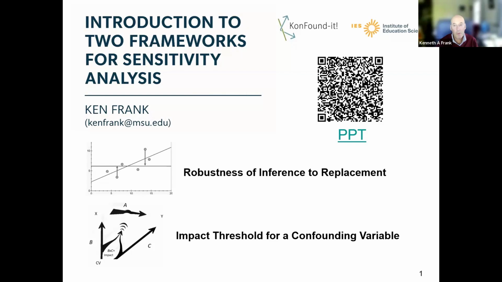You can look at this PowerPoint by scanning this QR code, or if you have the PowerPoint already, there's the link to it. Today, we'll be learning about two approaches. One is called the robustness of inference to replacement, or RIR, and the second is called the impact threshold for a confounding variable. Both are techniques to help you evaluate the strength of evidence supporting an inference and to talk about that strength of evidence.